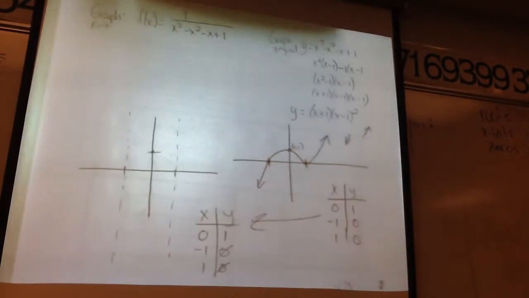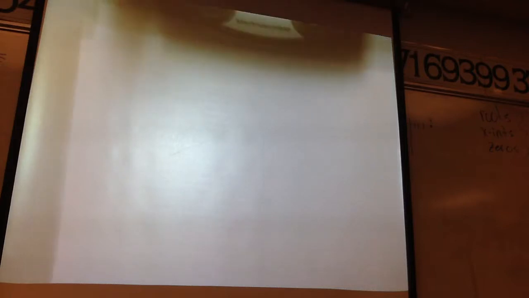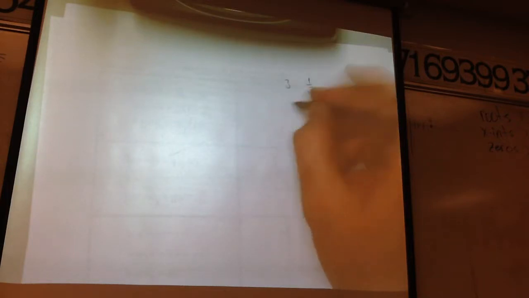So, if you were here, we were graphing reciprocals. We talked about the little big principle. The reciprocal is a fraction, or you flip the fraction basically. So, what's the reciprocal of 3? 1/3.